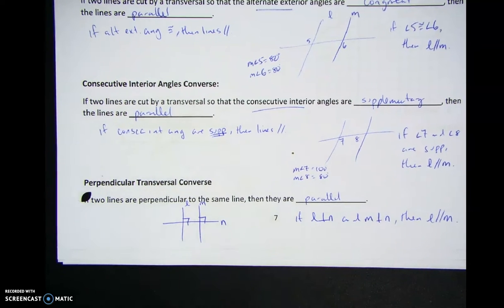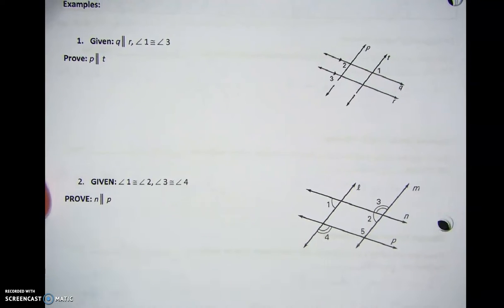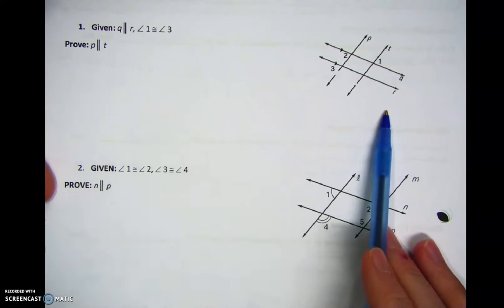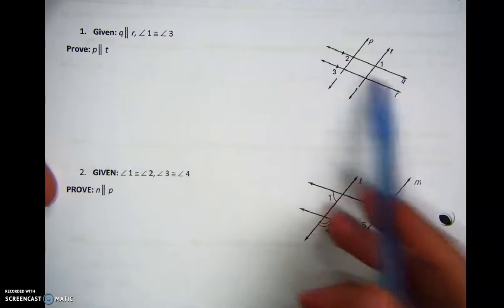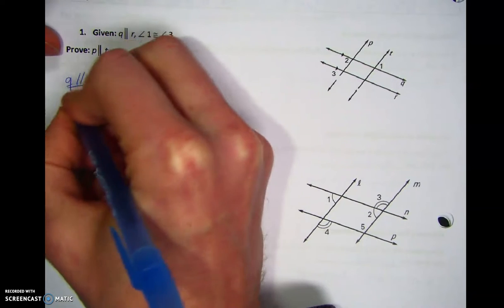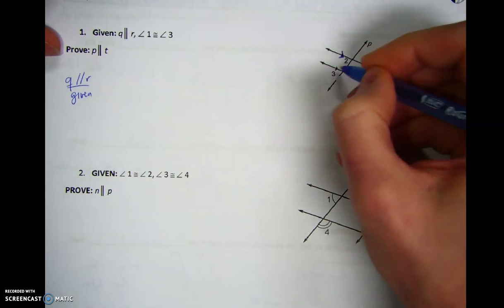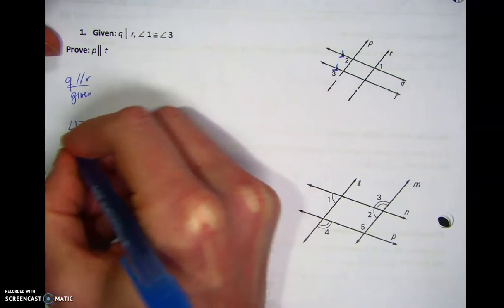So let's flip to the back and let's do two examples together. Now, a lot of what we'll do in class will be examples of which lines are parallel in a given situation. And in these proofs, we'll be able to do essentially the same thing. So we'll notice what we're given here. In this example, we're given that Q is parallel to R. And then we can look at the figure and we notice good that these are already labeled for us. Q is parallel to R. And that 1 is congruent to 3.